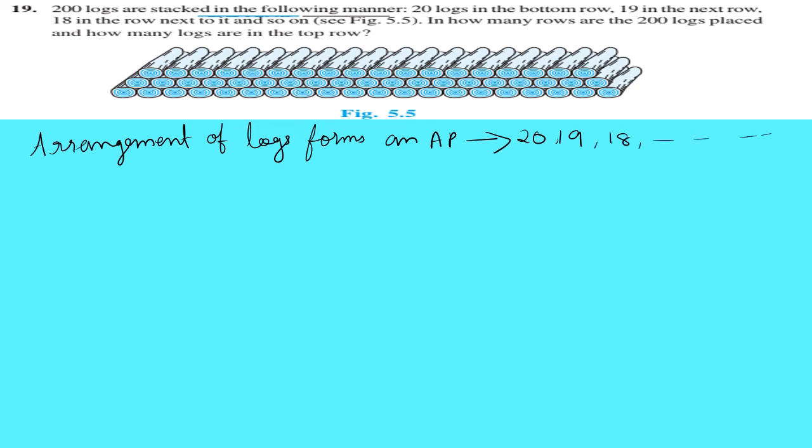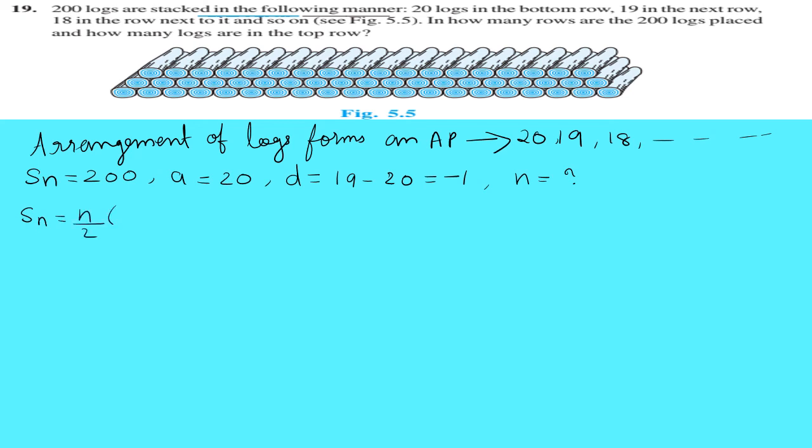So the AP formed is 20, 19, 18, etc. Now total number of logs, that is Sn, is given as 200. From the AP you will get the first term a equal to 20, the common difference d equal to a2 minus a1, that is 19 minus 20, that is minus 1. First you have to find the number of rows, and then you have to find the number of logs in the top row. Now for finding n, Sn is given.